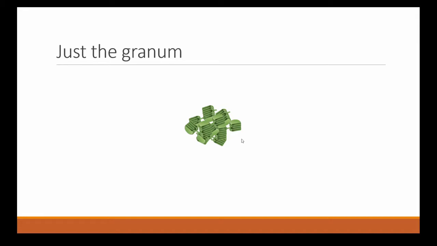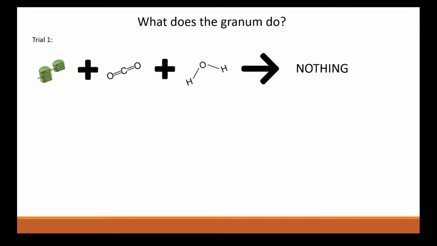And what did he do next? He wanted to experiment on the granum. He wanted to see, what does the granum do? He wanted to answer that question. So he knows that photosynthesis requires carbon dioxide, it requires water. So that's what he did. The granum that he extracted, he added carbon dioxide to it, he added water to it. The carbon dioxide, I think it was bubbled through the solution. And he waited, and nothing happened. No oxygen was produced. He couldn't detect any sugar.